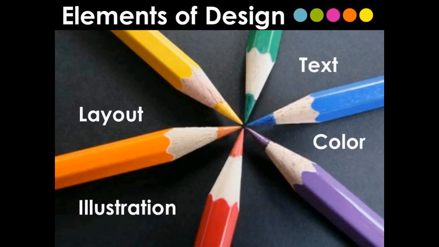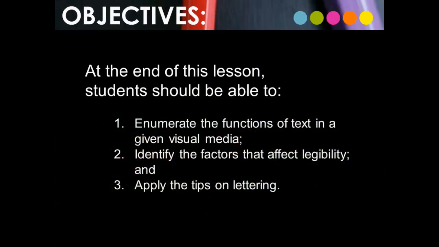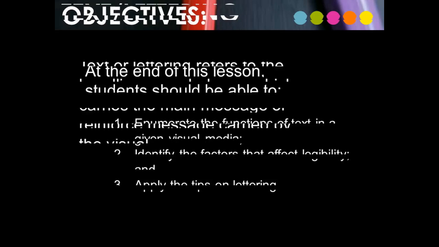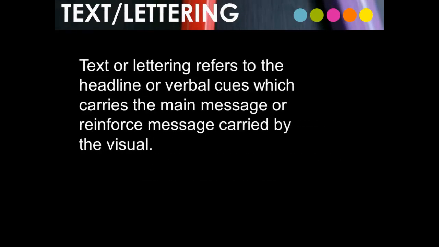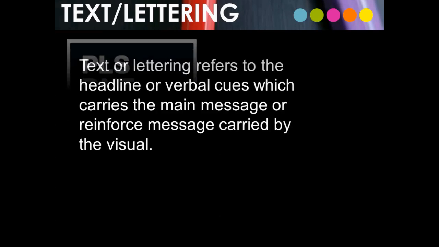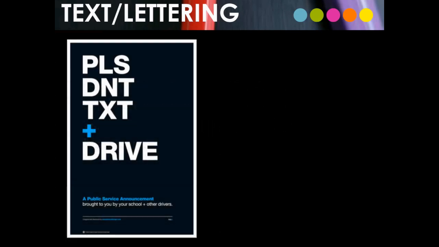At the end of this lesson, we should be able to enumerate the functions of text in a given visual media, identify the factors that affect legibility, and apply the tips on lettering. Let's now start our lesson. Text or lettering refers to the headline or verbal cues which carries the main message or reinforced message carried by the visual. Can you identify the functions of texts or words in visual materials?